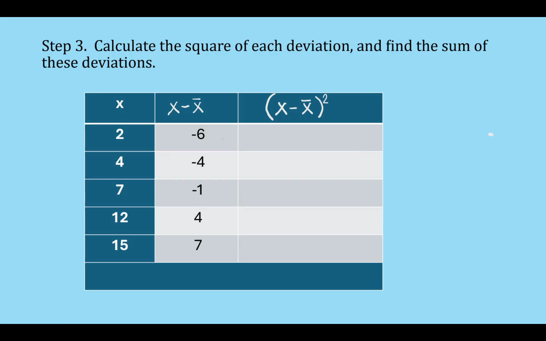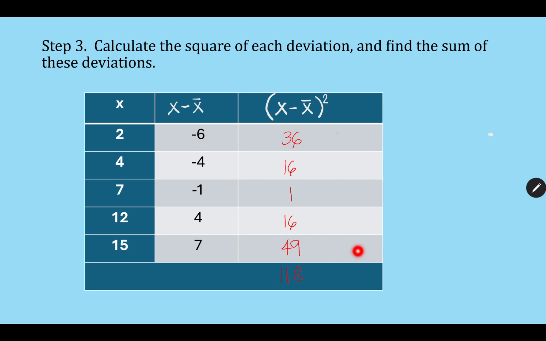So we're going to take the square of negative 6, and that would be 36. Negative 4 squared is 16. Negative 1 squared is 1. 4 squared is 16. And 7 squared is 49. So we have here our total would be equal to 118.